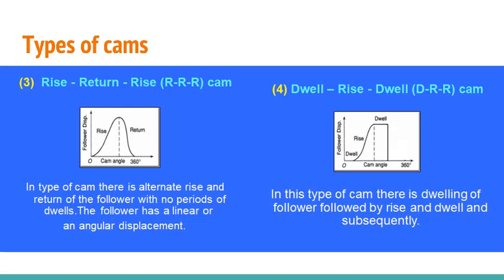Then the third is the RRR cam. Throughout the 360-degree angle from 0 to 360, there should be a rise and there should be a return. There is no dwell in this case.